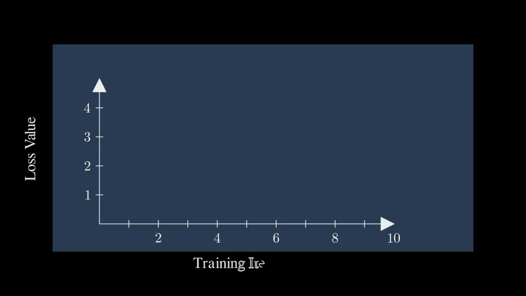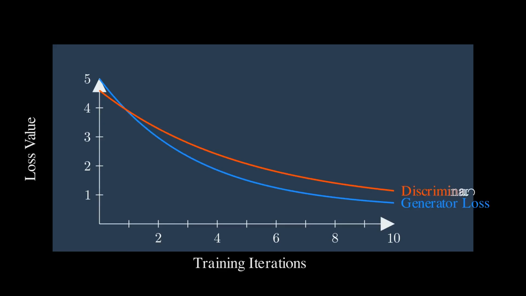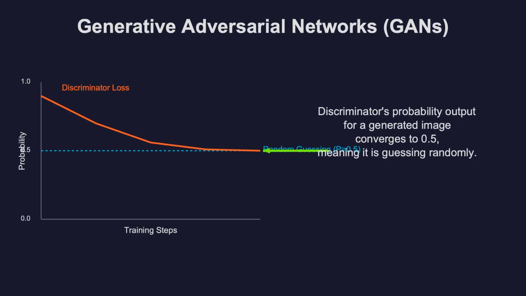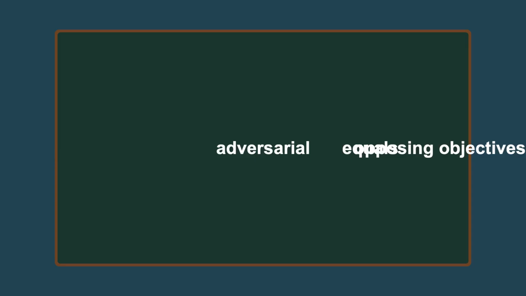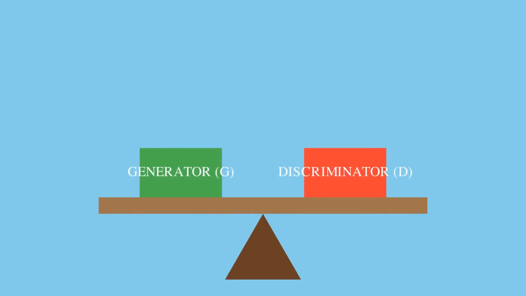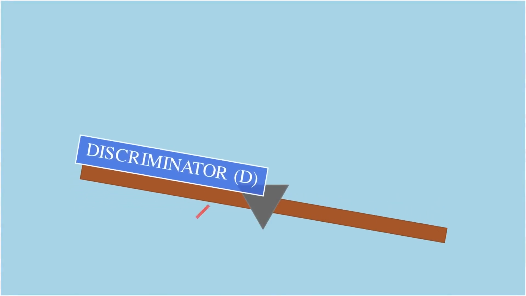Eventually, if the training is successful, the generator becomes so good that the discriminator can no longer distinguish between real and fake data. Its probability output for a generated image will be around 0.5, meaning it is guessing randomly. This entire setup is adversarial because the two networks have opposing objectives. The generator wants to maximize the probability of the discriminator making a mistake, classifying fake as real, while the discriminator wants to minimize that mistake. It is a mini-max game where one player's gain is the other player's loss.